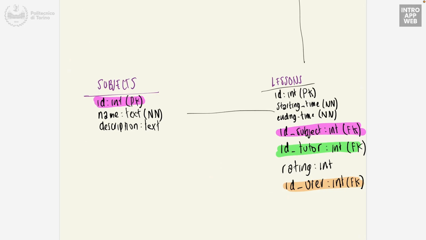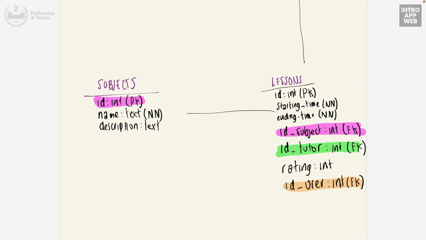So at some point, the lesson is the point in which I relate a specific subject taught by a specific tutor and in which a specific student is involved, okay? That is the way I'm seeing it. So I have one entity that relates three other entities: the subject that is taught by a specific user and is taken by a specific student.